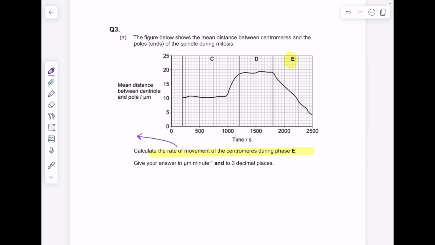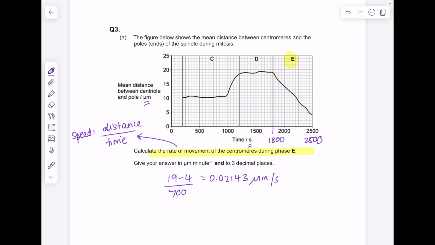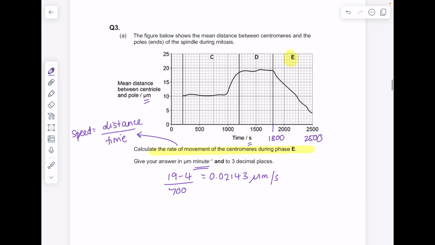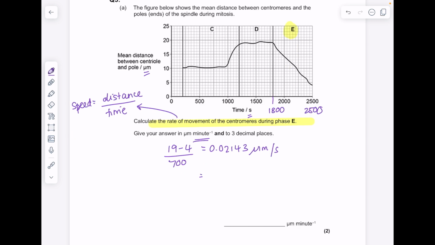So the rate of movement is really the distance moved over time. That's what rate implies, i.e. the speed. So we'll do the distance, which was 19, down to here it's 4, over the time frame. So the time frame is 700 seconds. So that's the rate of movement in micrometers per second. I'm using these units to help me here. Just be careful, it says it wants it per minute. And then multiply that number by 60 to get it per minute. So 1.286 is our final answer to 3 decimal places.